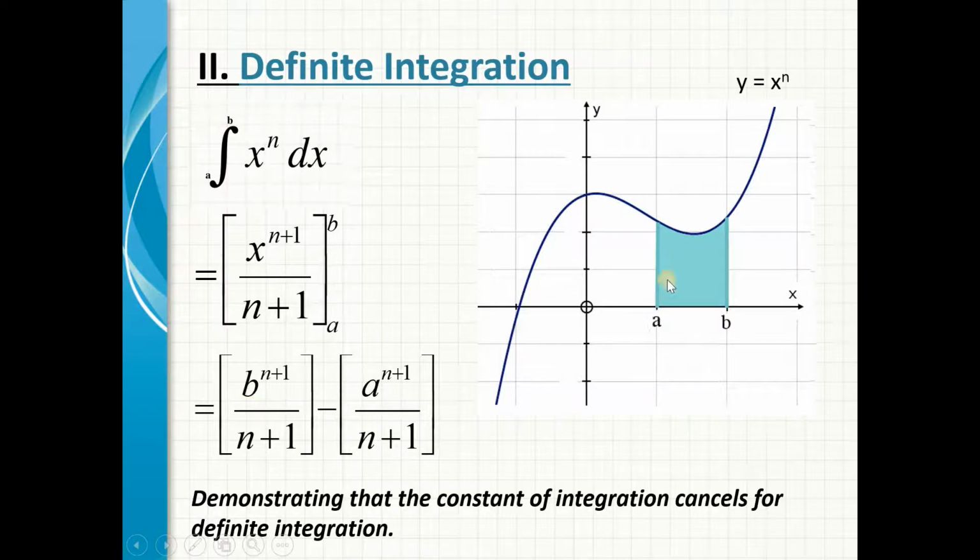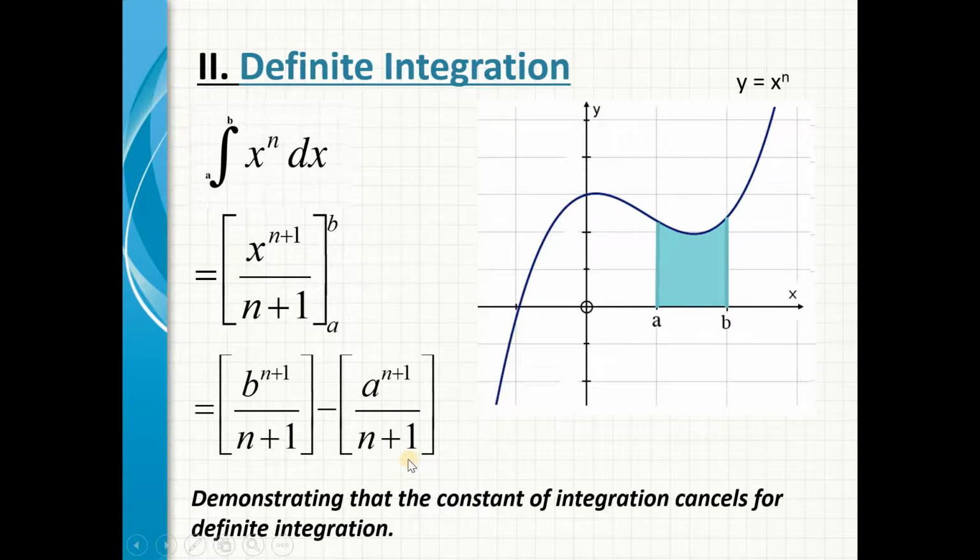And to calculate the rate of change, we need to calculate the area from A to B under the curve that represents the function y equals x up to power n. The integration is x up to power n plus 1 divided by n plus 1, and at b, replace x by b: b up to power n plus 1 over n plus 1, minus the integration at the start, meaning replace x by a: a up to power n plus 1 over n plus 1.